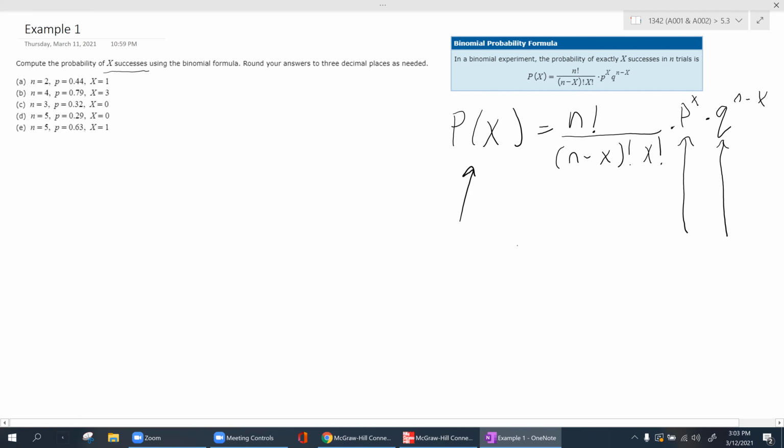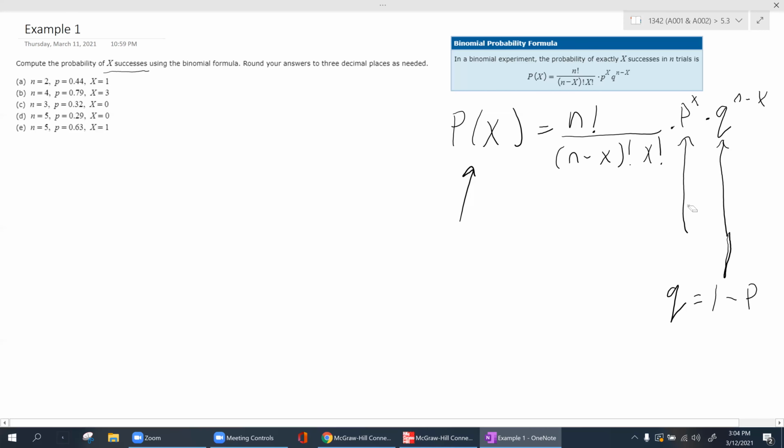If you look at Q, it's the numerical probability of a failure. And how do you find Q? Q is equivalent to 1 minus P, because the probability of success plus the probability of failure should equal 1. Then we have N, which is the number of trials, and the X given is the number of successes in N trials, or the number of failures in N trials.